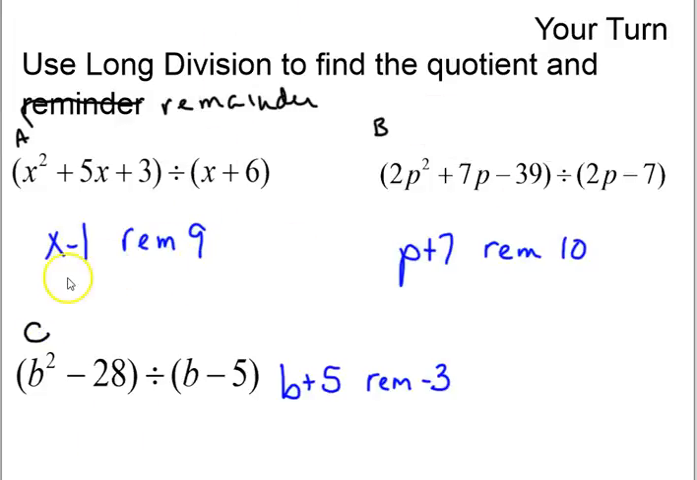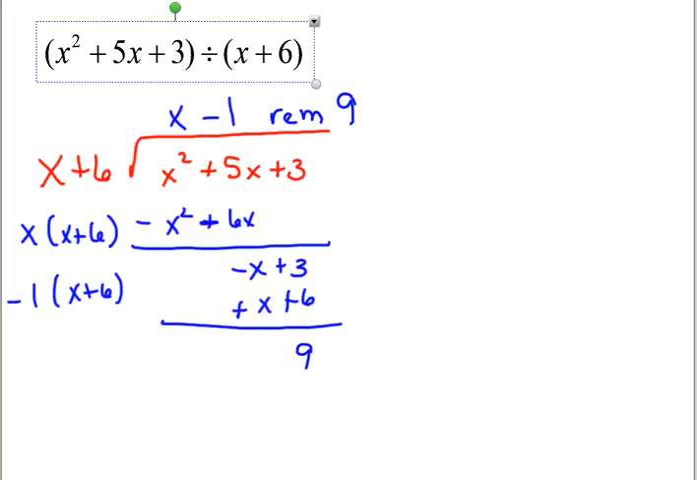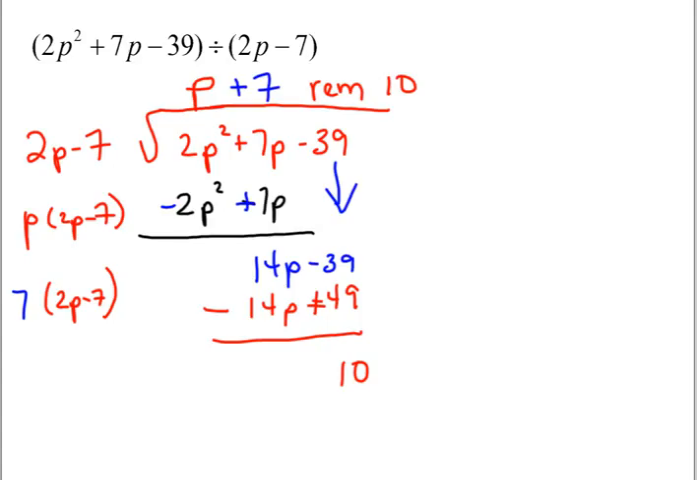Check your answers. Did you get x minus 1, remainder 9, p plus 7, remainder 10, and b plus 5, remainder negative 3? Okay, did you get 1 out of 3 right, 2 out of 3, or 3 out of 3? Here is the work for the first one. You can pause it. Everybody can write this down if you didn't get it. Come on back when you're ready. For the second problem, you can pause this, write this down, come back when you're ready. We'll have plenty of time to practice, I promise you.